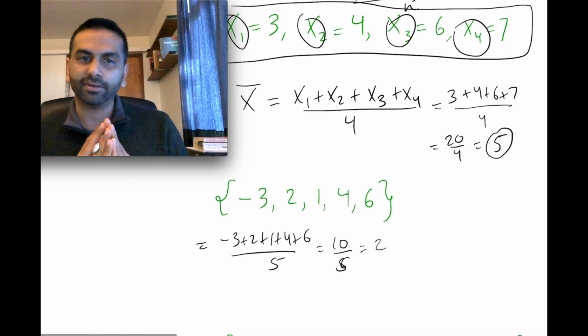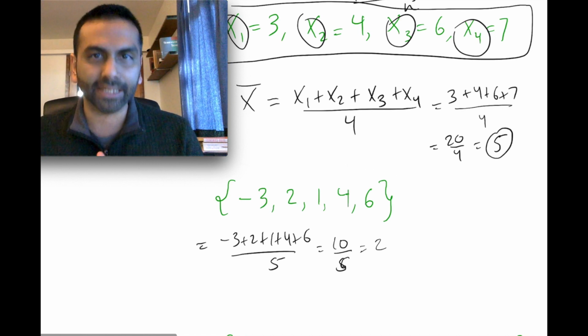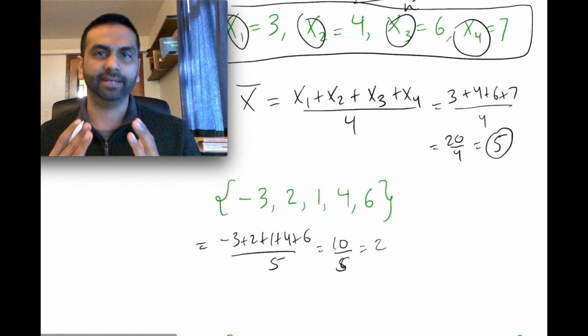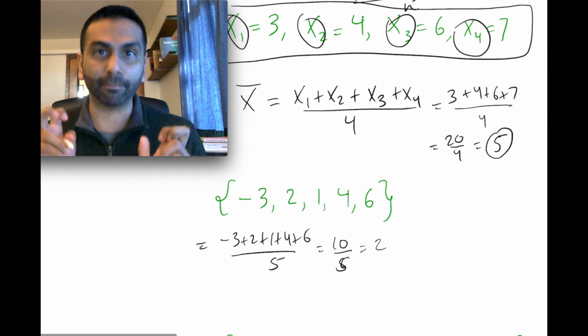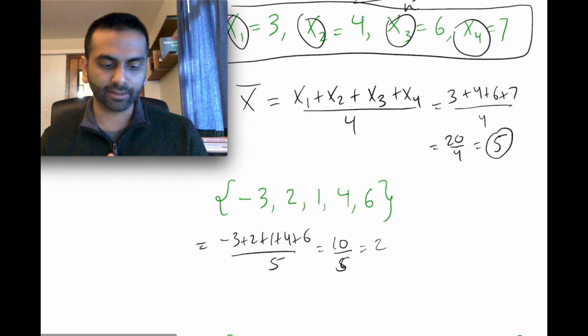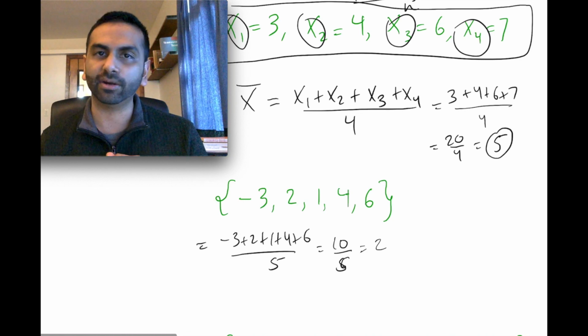Now what if, on the other hand, I gave you this data set and said to find the median instead of the mean? What is the median? Well, the median of a data set is essentially the middle number when they're arranged in order. And here, it might be really tempting to say, oh, there's 5 of them, so the middle number is 1. But that's failing to take into account that they're not in order.